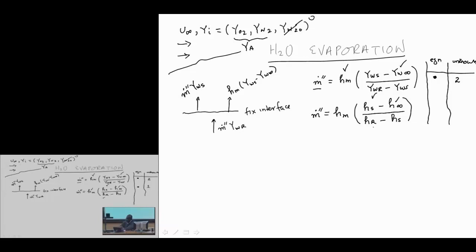Now, as we continue, we can argue that HS, which is the enthalpy, is just a function of TS and YWS. So we have added an equation and added another unknown, and that unknown here is TS. So we have 4 unknowns, 3 equations.